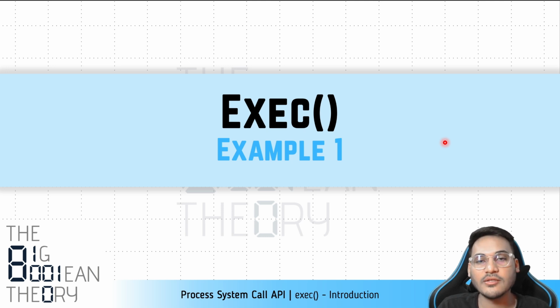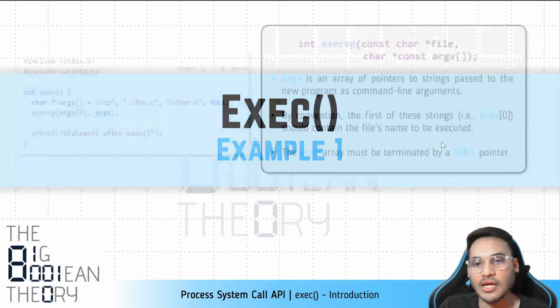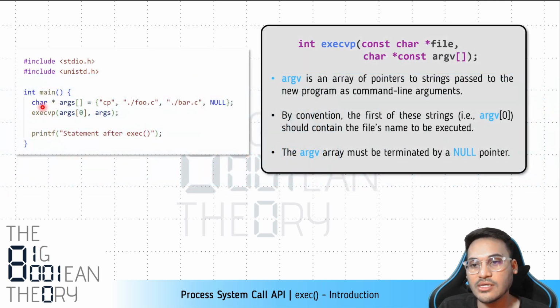So let's see the first example. The first example that we have here, as you can see, is a very simple piece of code written in C. This is the execvp system call. And what are we passing here? Let's understand this. So first of all, this args is an array of pointers to characters, right? So as you can see, we have character strings within this array, and here you can see it is a copy command. We will basically try to run the copy program via this piece of code.